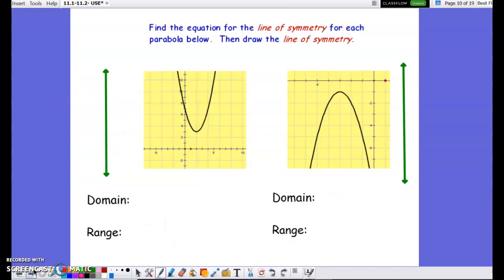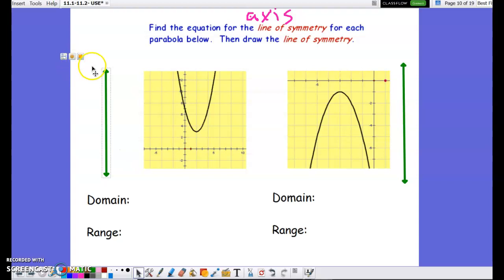Looking at this next slide, it says find the equation for the line of symmetry for each parabola below, then draw the line of symmetry. Another word for axis of symmetry, which we saw before, is just the line of symmetry. It means the same thing. The axis of symmetry is the line that, if we drew it right through the vertex of our graph, would cut our graph exactly into two pieces.